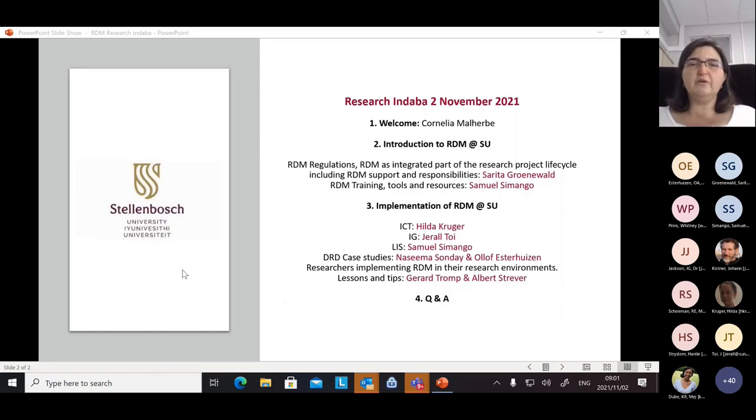There you are. So to start with, we will introduce the Research Data Management Regulations, and Sarita Groenewald and Samuel Simango from the library will talk on that topic. And after that, we will talk about specific implementation aspects. Hilda Kreer from ICT will discuss some practical matters and tools that we have developed over time for implementation of the RDM. Gerald Toy from Information Governance will talk on this topic as well. And Samuel Simango will then again share some of his experience and implementation technologies and tools.